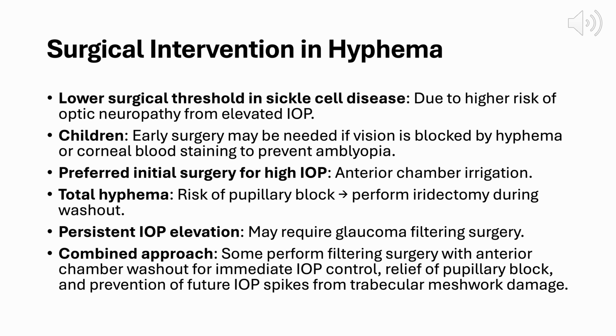When surgery is needed, the threshold is lower in sickle cell disease due to their vulnerability to optic nerve damage. In children, earlier intervention may be needed to prevent amblyopia if vision is obscured by hyphema or corneal blood staining. For high IOP, anterior chamber irrigation is typically the initial surgical choice. Total hyphema carries a risk of pupillary block, so an iridectomy may be performed during washout.